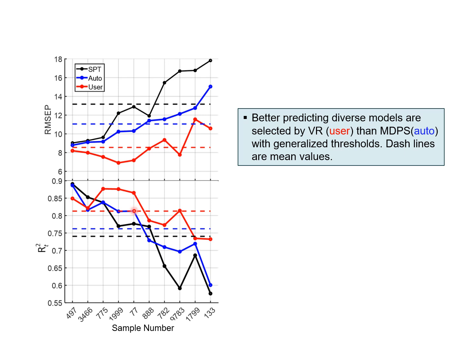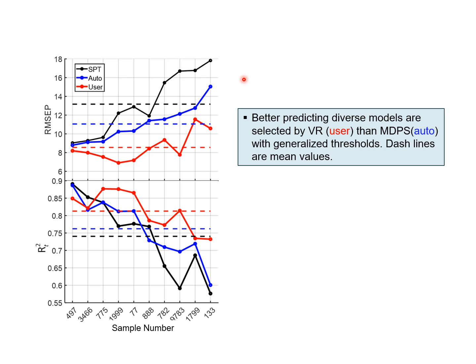So this is how we did. Here's 10 samples in that target batch. And so we selected the diverse models that predicted these samples similarly. And so these were our final prediction errors for those target samples. These were our MDPS, the blue line, our prediction errors. The dashed lines are the mean values.